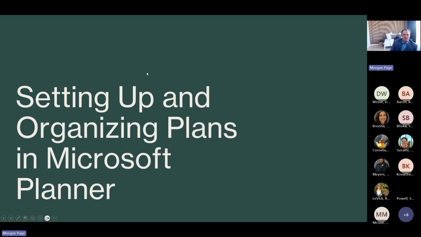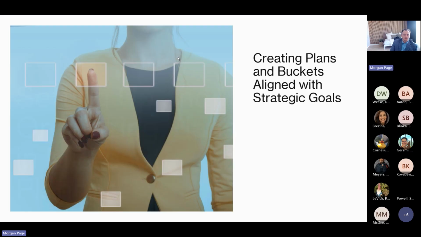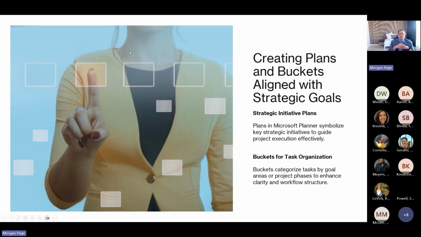All right, so let's talk briefly about setting up and organizing plans in Microsoft Planner. So the first thing that we'll talk about is creating plans and buckets that are aligned with overall strategic goals. And so in Planner, you have these two really big concepts that kind of get redeployed over and over and over. So the first thing is creating these top level plans, these top level outcomes. Those will be created based on the strategic plan and will tie directly to them. I'll show you how that looks in just a little bit. And so that gives you your beginning plan.